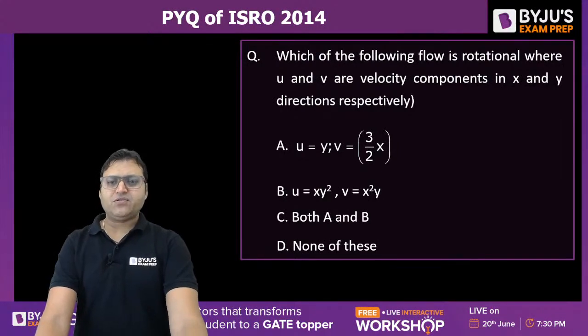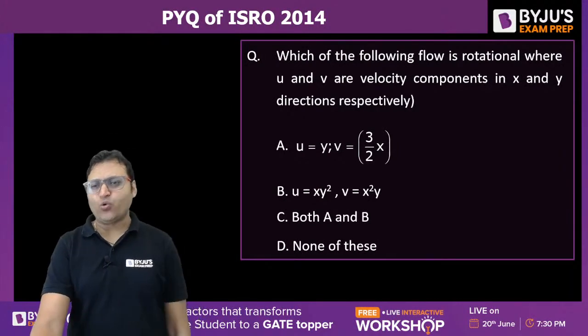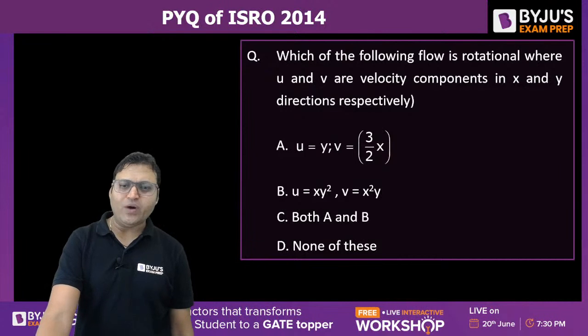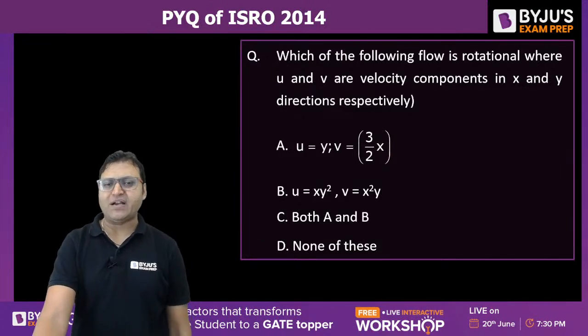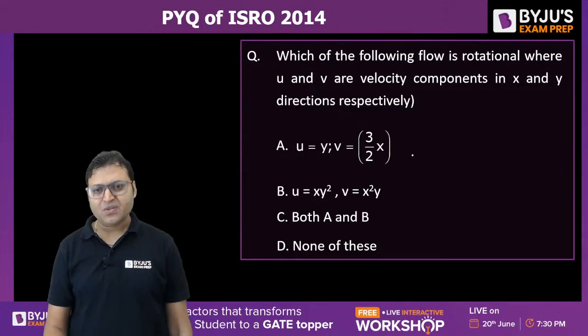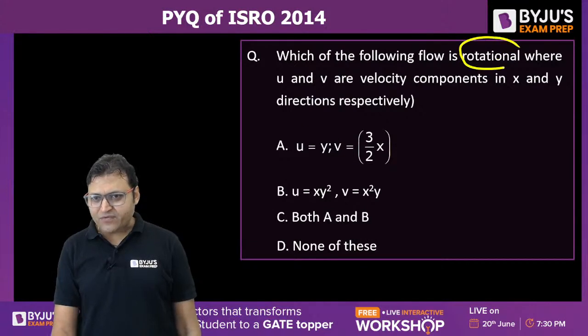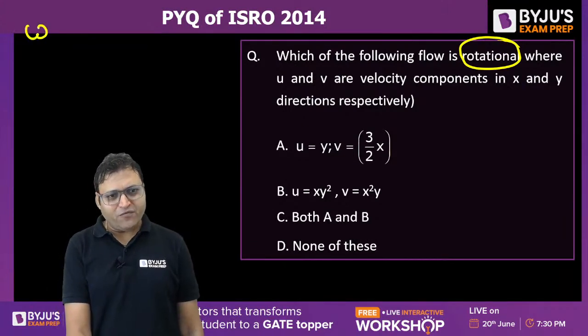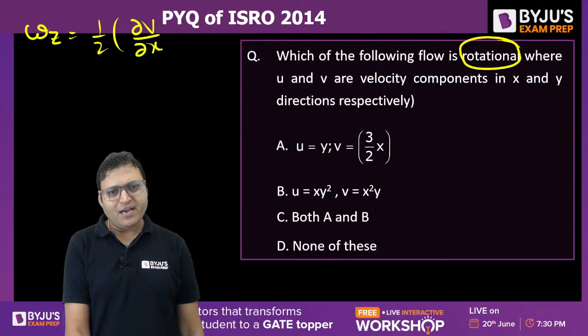The next question: which of the following flows is rotational, where u and v are the velocity components in the x and y directions respectively? So we need to find out which one of them is rotational. So we need to find omega z, that is half into del v by del x minus del u by del y.